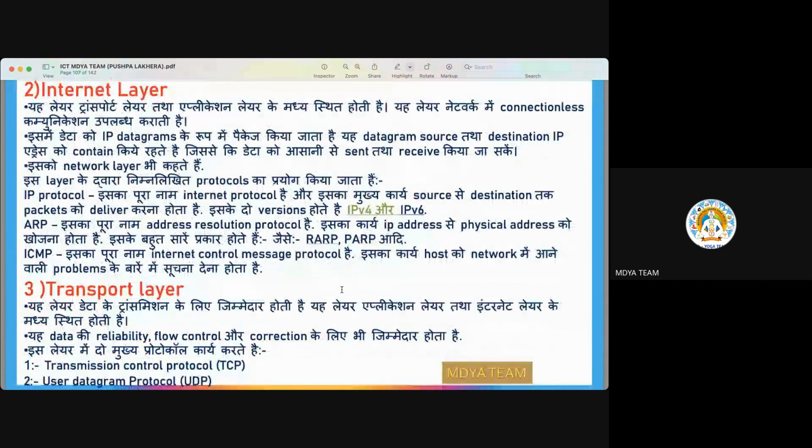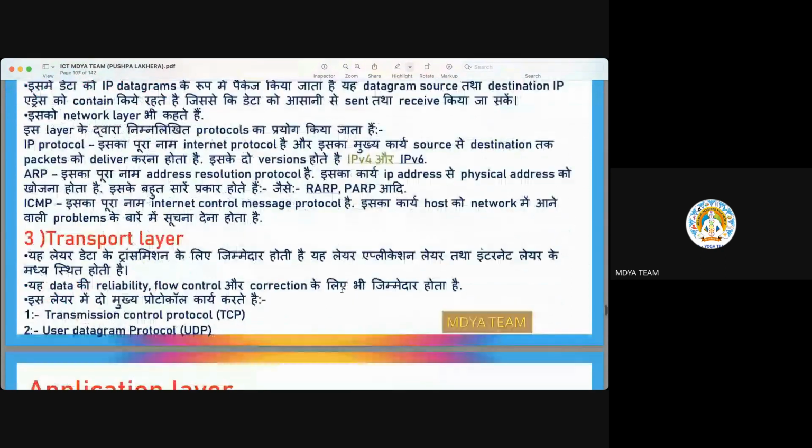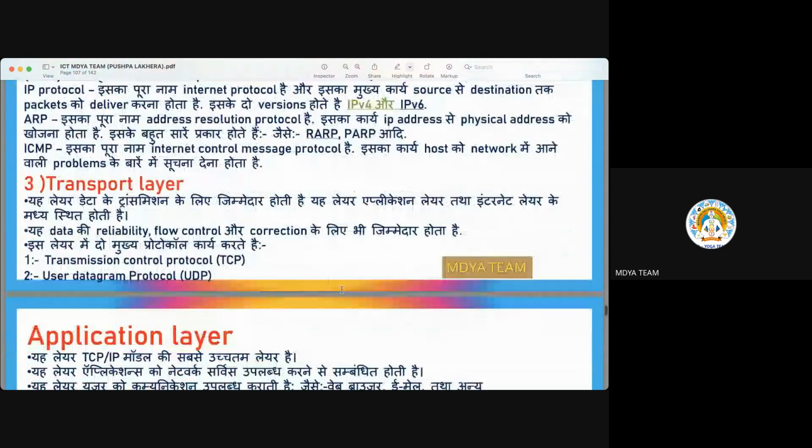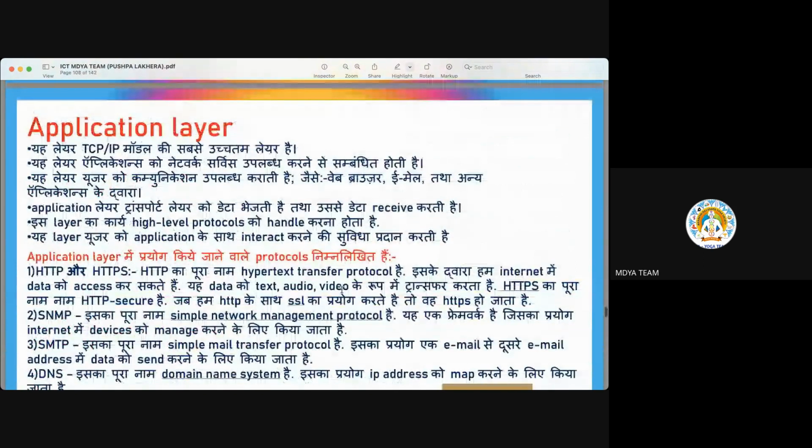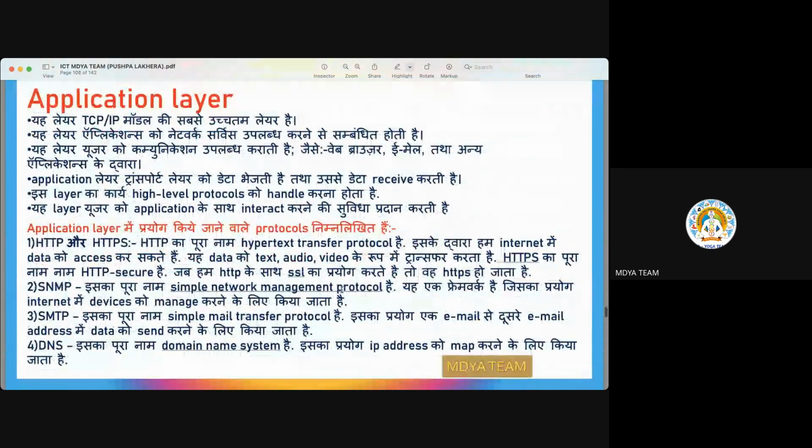In the internet layer, the IP address is given, as I told you. The application layer is the highest layer, okay? And here all the application protocols are used: HTTP, SMTP, DNS. So you must remember the full forms of all those protocols used in the application layer.